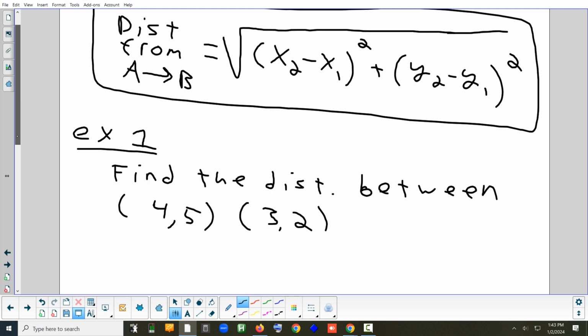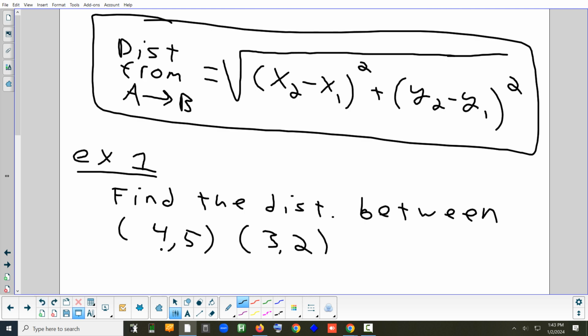Okay. Let's start with the 4. Well, we have a choice. What could we label the 4 as? X1. Could be x1 or it could be x2. Okay, right now it could be either one. Let's just call it x1 since it's the first one. Now we don't have any choices. 5 has to be what? Y1. Has to be y1. And the 3? X2. And the 2? Perfect. So find the distance between those points.